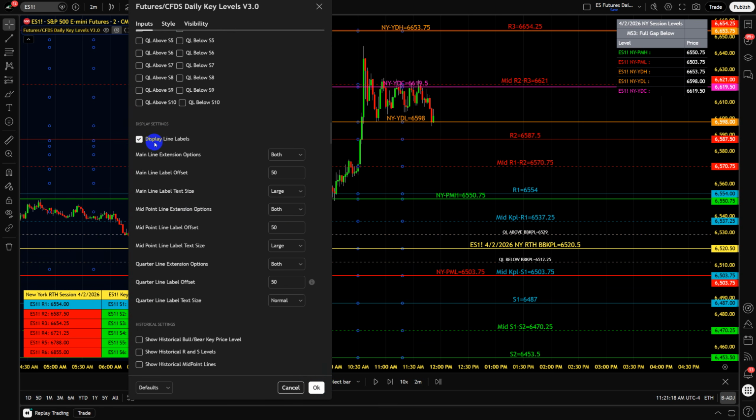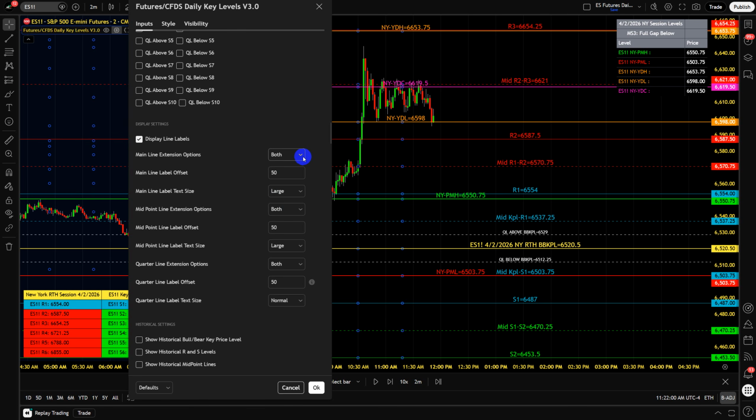Next, we have the display settings for the line labels. That is these here. These are all controlled by groups. The controls for the three groups here are the main line. So this is the main key levels, the bull bear key price level, as well as the R levels and the S levels. That's what this means. Mainline extensions, default is both. That means they're extended in both directions. You can do them as none if you prefer, or left only or right only. The default is both.